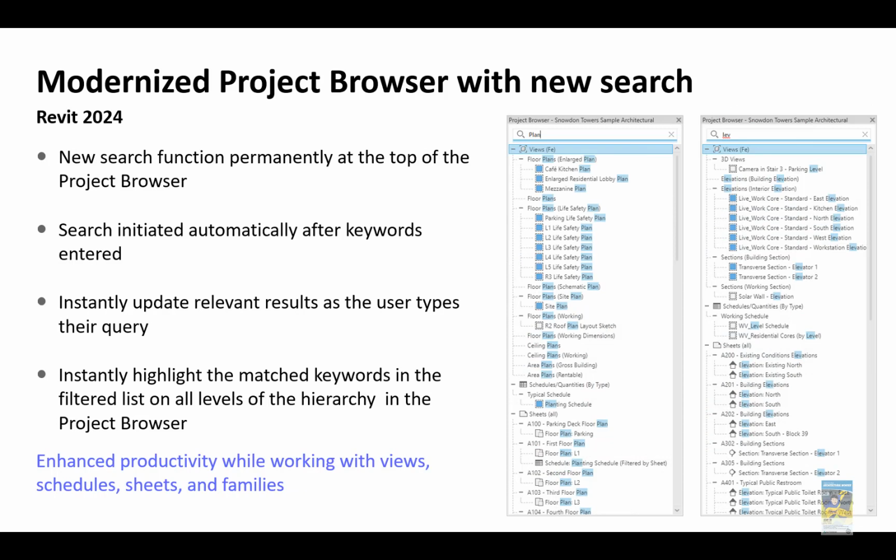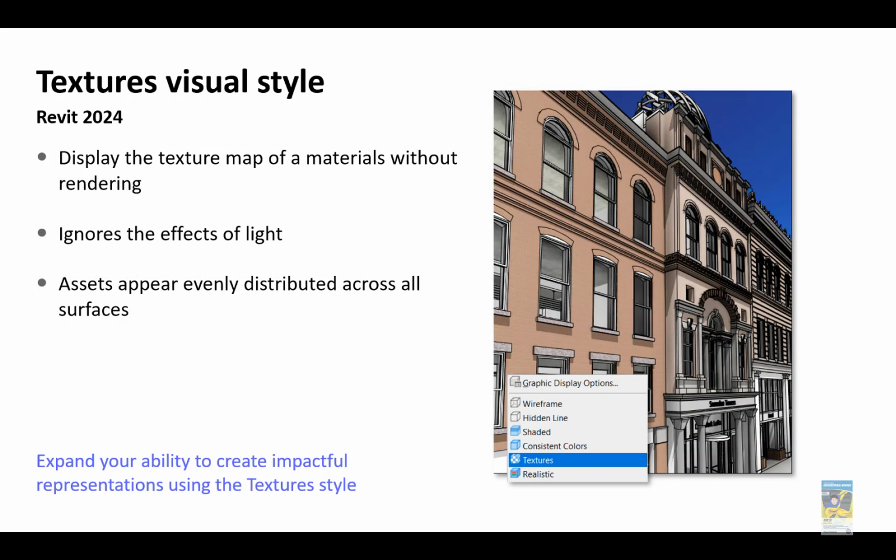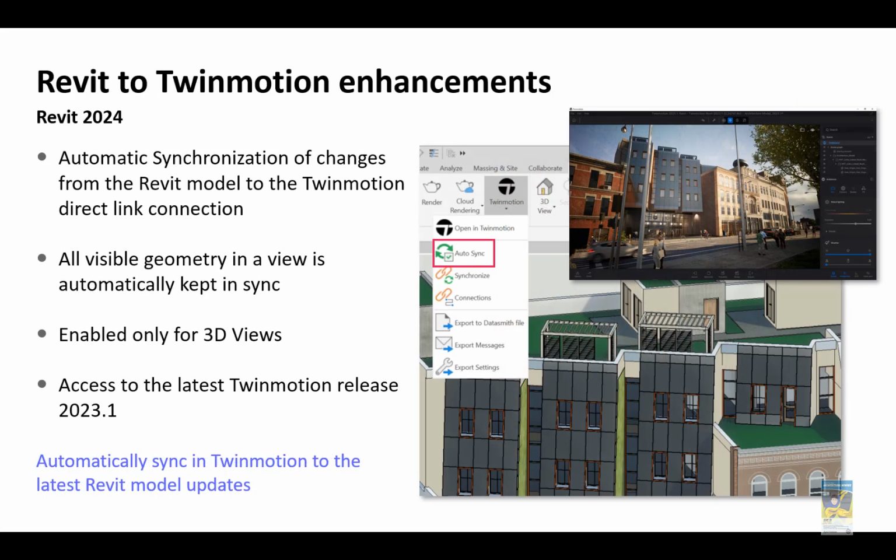We have a new modern project browser interface and new searching functionality. We now have the ability to use color books as a browser and also to specify third-party colors. We have a new visual style called textures, and this allows for the texture map of the material to be applied to the physical 3D object. We have Revit to Twinmotion enhancements as well, so for those of you who are using Twinmotion, they have updated that functionality to be better and easier, and now you have auto-sync functionality.